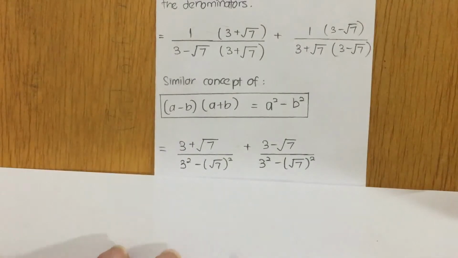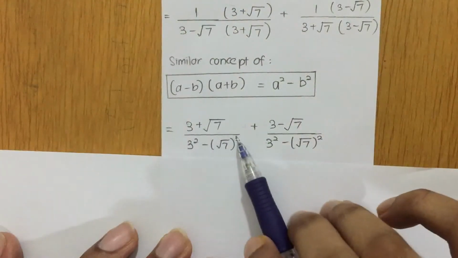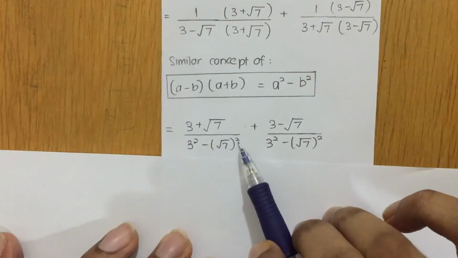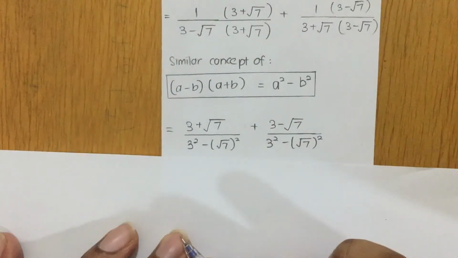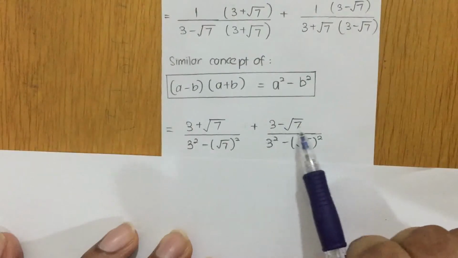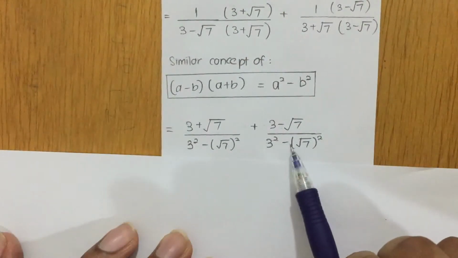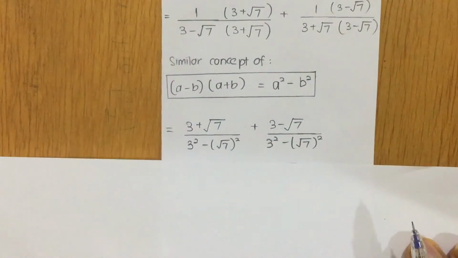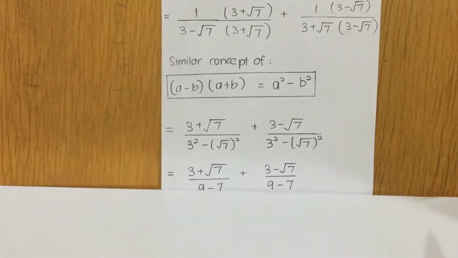From here, for the numerator you get 3 plus square root 7, divided by 3 square minus square root 7 square. The square root and the square will cancel off, so from here you get 7, guys. As over here, 3 minus square root 7 divided by 3 square minus square root 7 square. I hope you can follow the working that I'm explaining to you, guys. Let us continue from here.